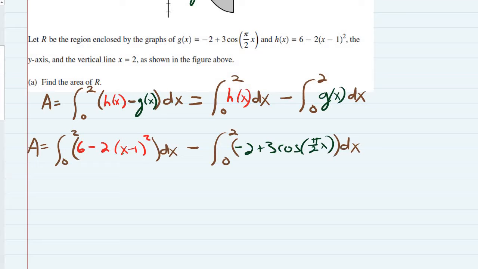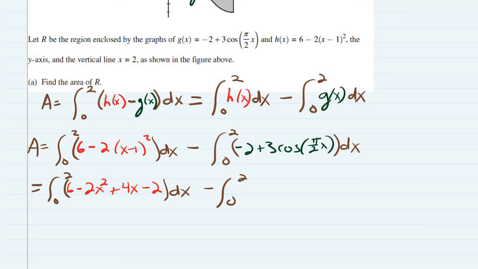Well, it's now just a problem of working through these definite integrals. Here I'm going to expand this binomial and distribute the negative 2 at the same time. So I'm integrating from 0 to 2. This is going to end up being 6 minus 2x squared plus 4x minus 2. On the next one, I'm integrating from 0 to 2, and I'll just go ahead and rewrite this.